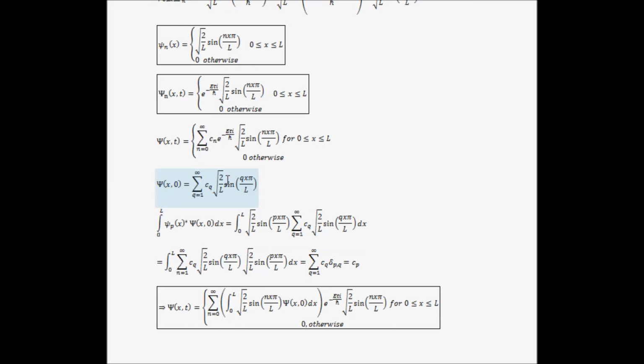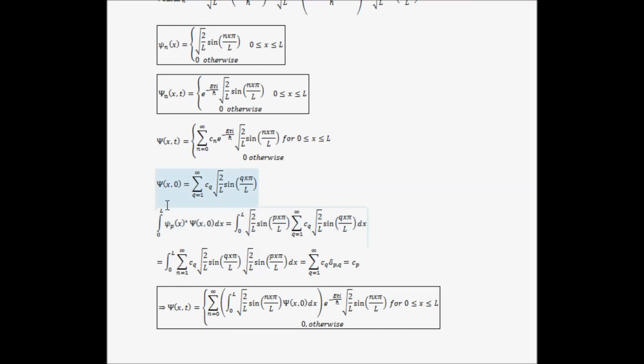Okay, so the idea is to find Cn here. The way you can do it is by multiplying by the complex conjugate of an arbitrary wave function. So instead of m, we're going with p. But this is just the same, it's the same quantum number, just a different letter. If you get what I'm talking about. So multiplying that by this thing here.